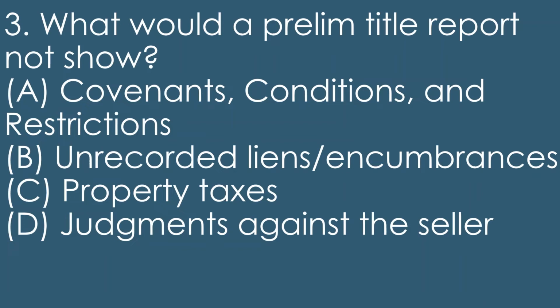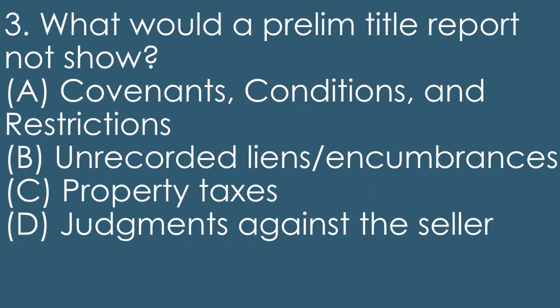So covenants, conditions, and restrictions will show up on a prelim. It'll either show up because it's recorded with the title, or it's in the actual deed itself. That's a little bit older of a way of doing it, but the covenants, conditions, and restrictions will show up in the title. Unrecorded liens and encumbrances: a prelim does not show it if it's unrecorded. If it's recorded, then it will show a recorded lien or encumbrance, but not unrecorded. So that looks to be the best answer at this moment.